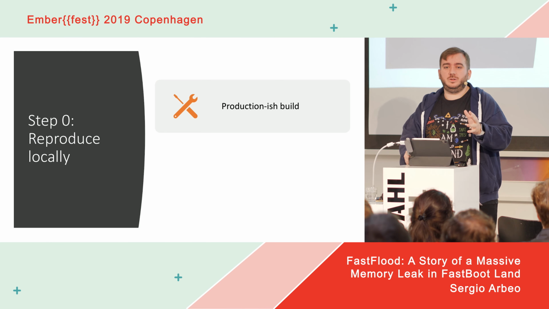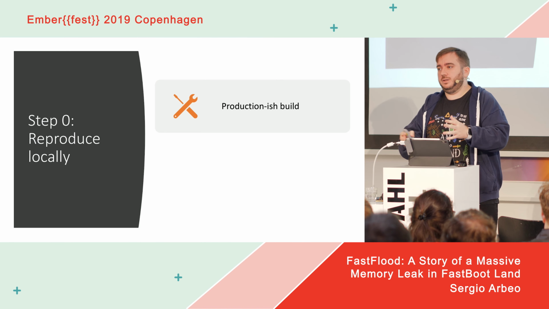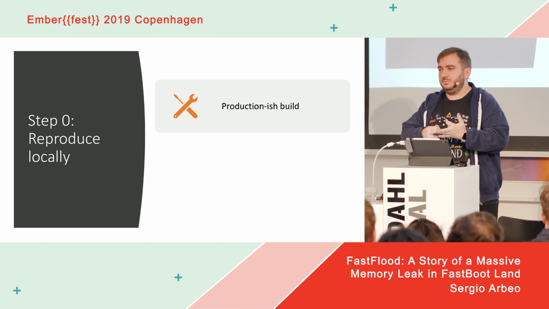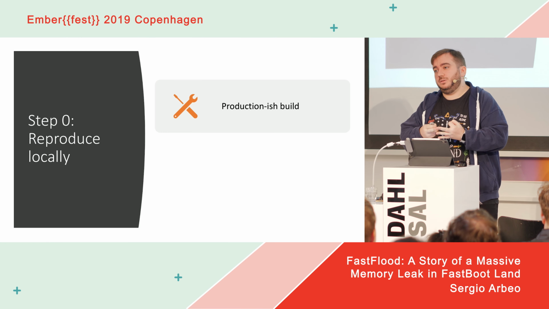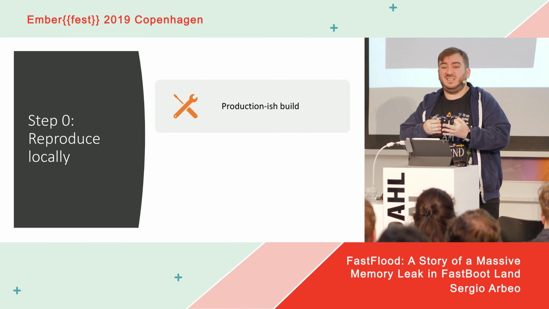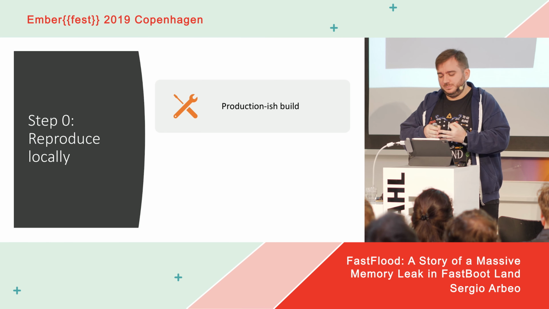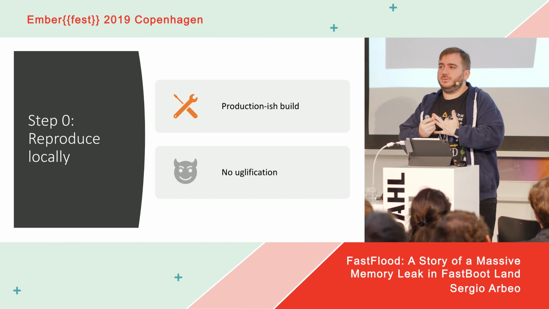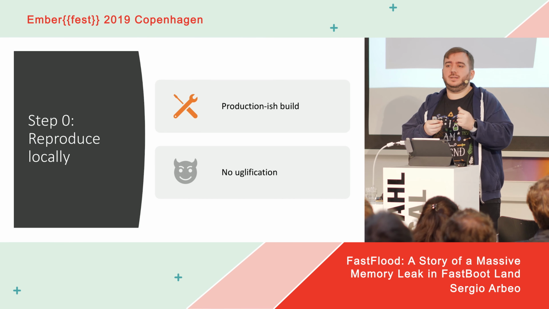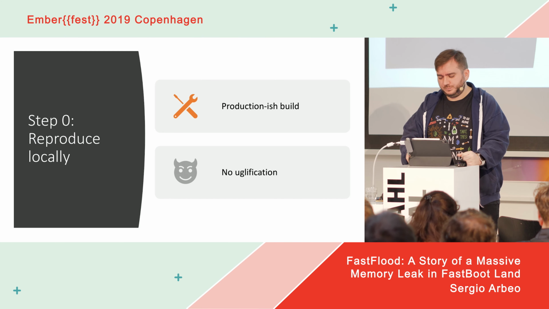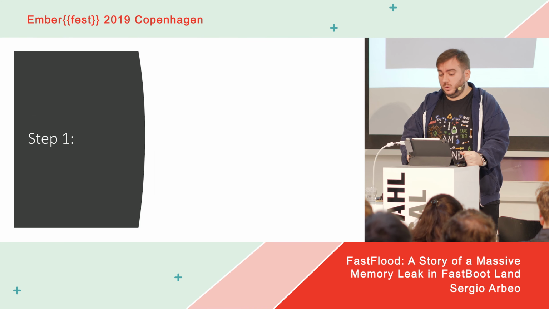You don't really need the full production build because you might have some logger, some error reporting. You don't need that. If you cannot reproduce the leak with those turned off, that means there's a leak there. But it's usually not there. And no uglification. This is important so you can see the actual names of the classes in the memory. Step 1.